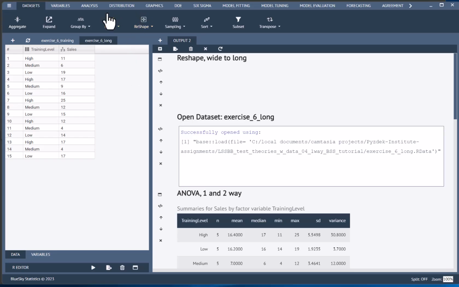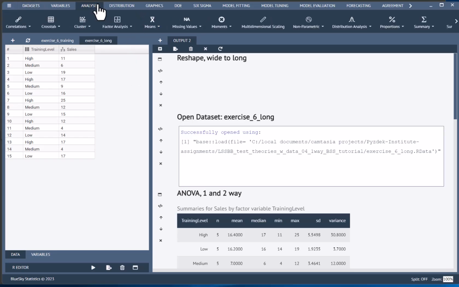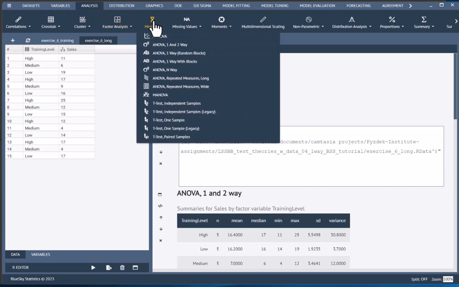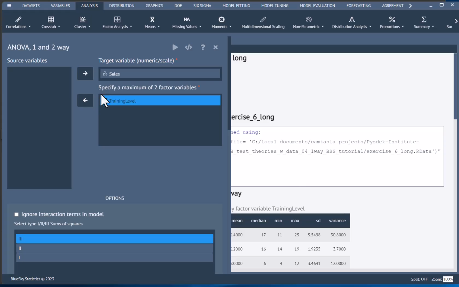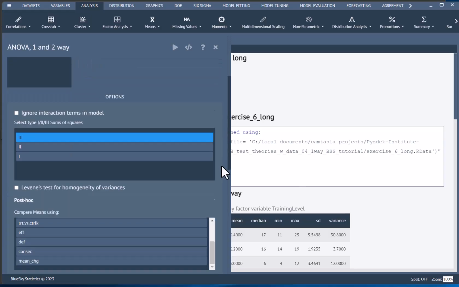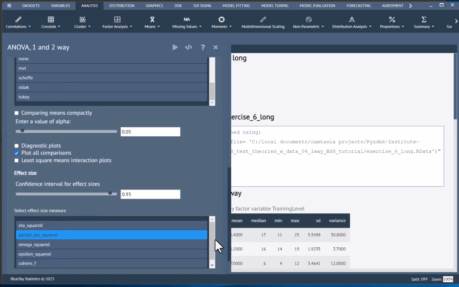Next, we need to conduct analysis of variance. We go to the analysis menu, we choose means, ANOVA 1 and 2 way. We did that, and here's what our dialog looked like for that. Our target variable is sales, and the factor we're trying to examine is training level. Now further down the page, I chose to plot all comparisons.